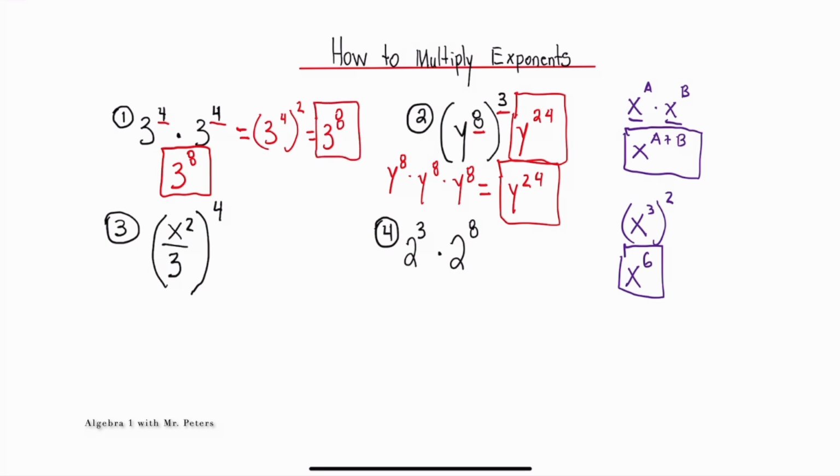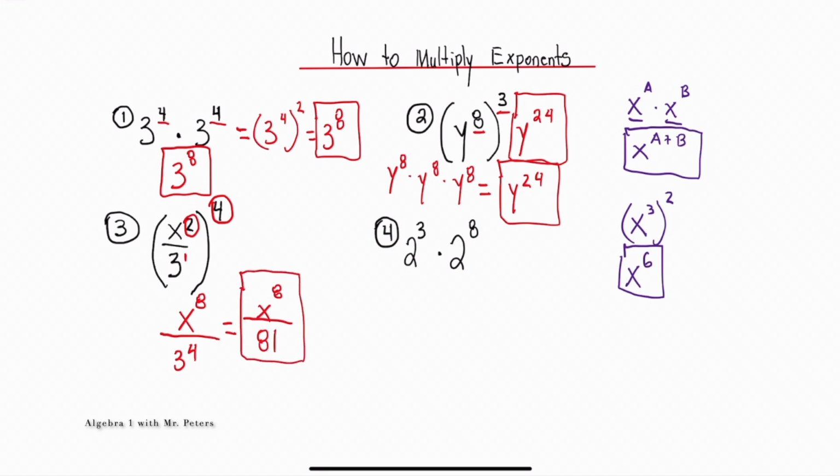Now in problem number 3, we have a fraction. Just remember to apply this exponent both to the numerator and the denominator. So once we simplify, this is going to give me x to the 8th power all over 3 to the 4th power. Now in this problem, we're going to have to simplify 3 to the 4th power. So the final answer would be x to the 8th power all over 81. We cannot simplify this fraction. This is the fraction in lowest terms.